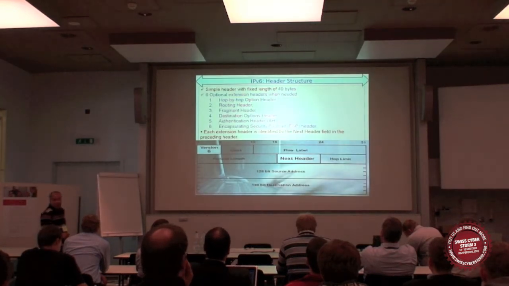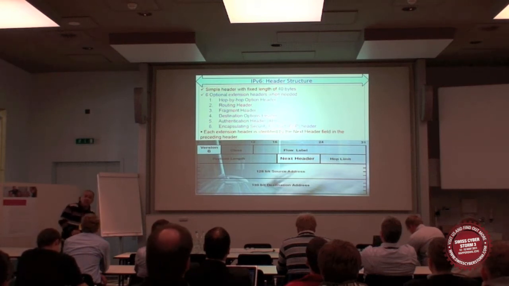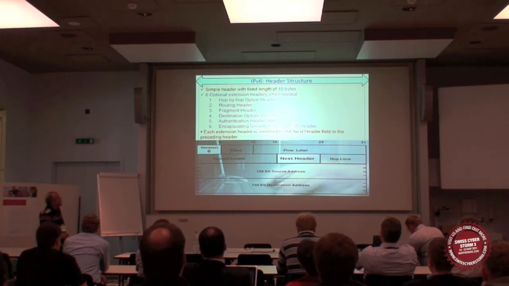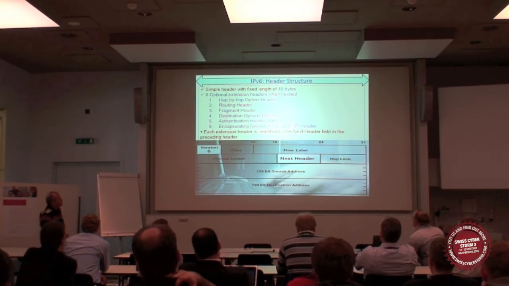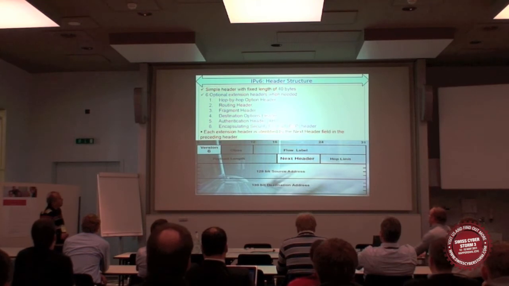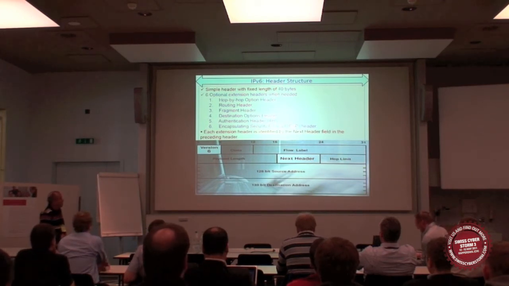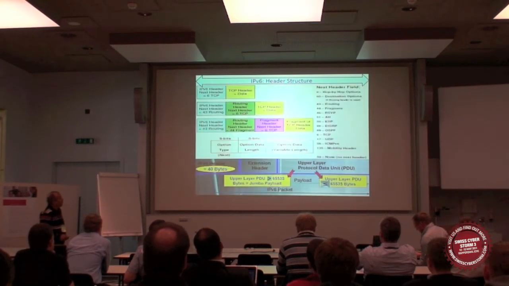So, the header has been changed in IPv6, and this is the big fuss, because the header and the protocol are completely different. Now, we have a fixed header of 40 bytes, and 6 optional extension headers when needed: hop by hop option header, routing header, fragment header, destination option header, and the authentication header, which is used by IPsec. You will see this is a snapshot of the basic IPv6 header format.